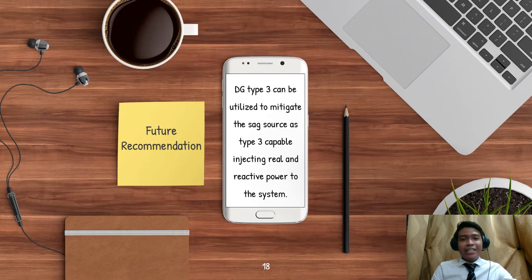For future study, DG Type 3 can be utilized to mitigate the sag source as Type 3 is capable of injecting real and reactive power into the system.